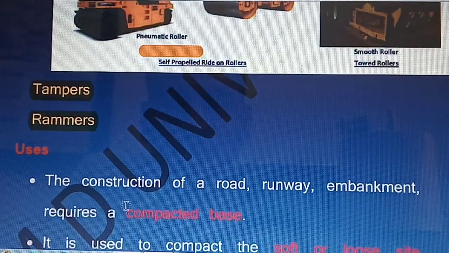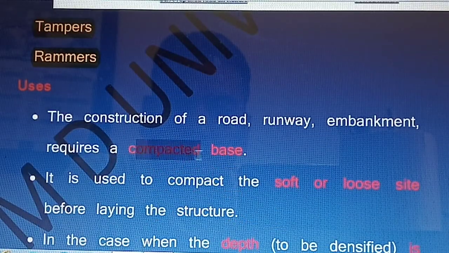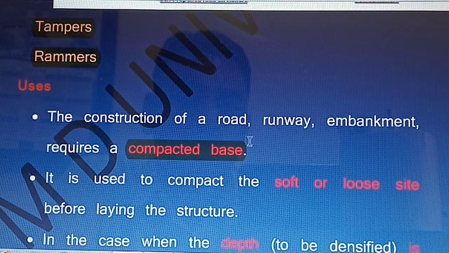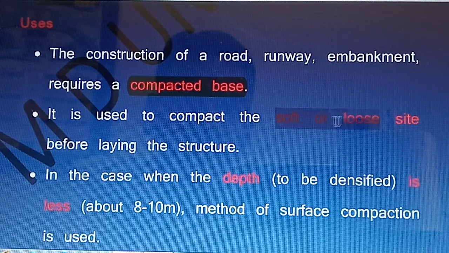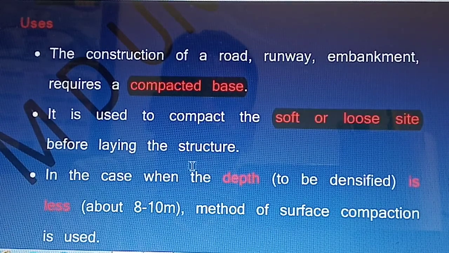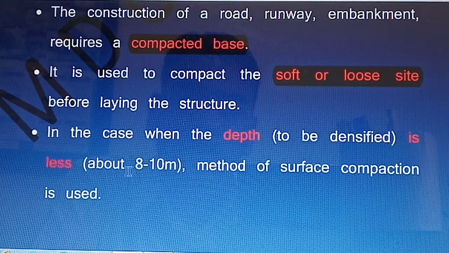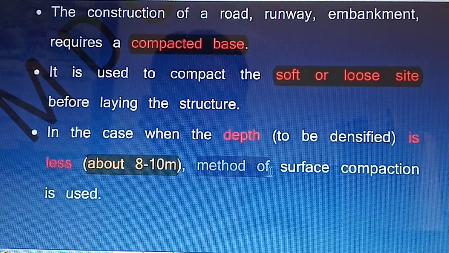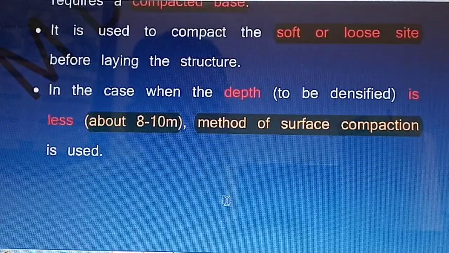The uses of shallow compaction are: first is for compacted base for the construction of road, runway or embankments. Secondly, it is used to compact the soft and loose site before laying any structure. Also, in the case when the depth is less, that is about 8 to 10 meters, this method of shallow compaction is useful. Thank you.